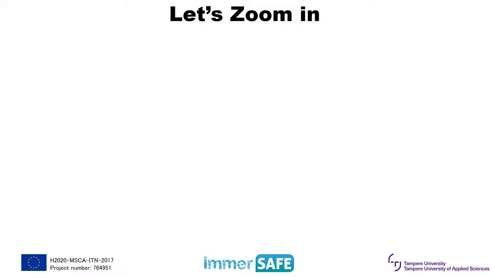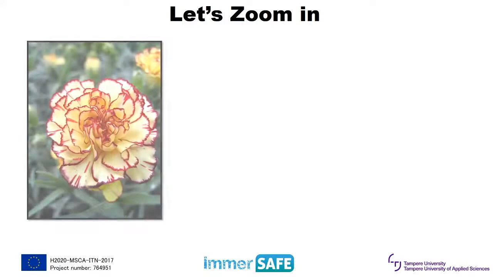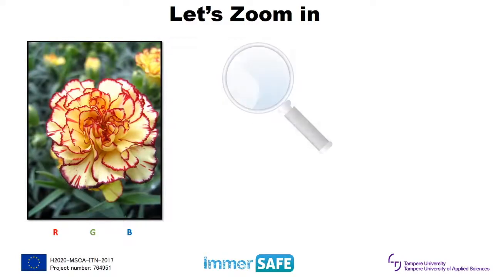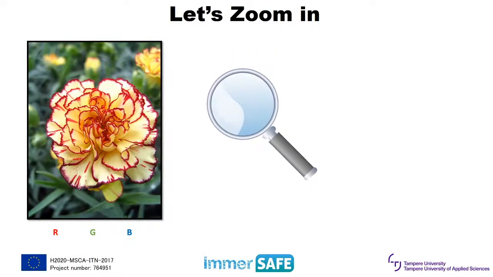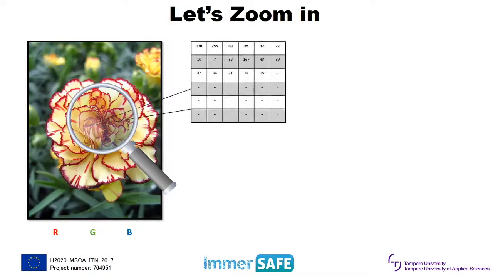Let's see what is the actual structure of such an object. If we put a magnifying lens, we can see that this particular kind of image is called an RGB image, because it's made up of all the combinations of the colors red, green, and blue, which are the primary colors. If we zoom in, we see that it is made up of a huge table of individual values called pixels.